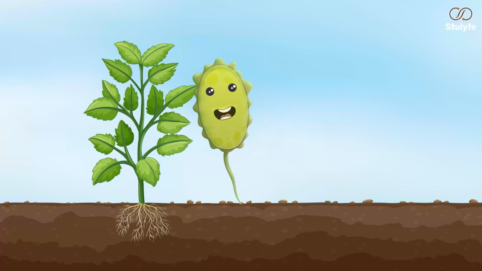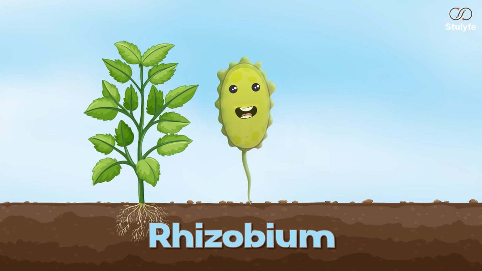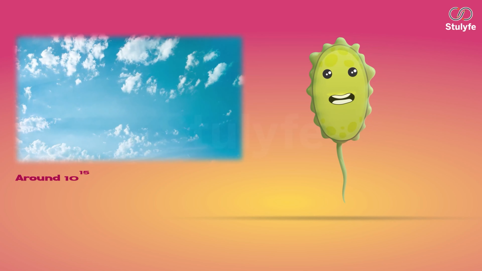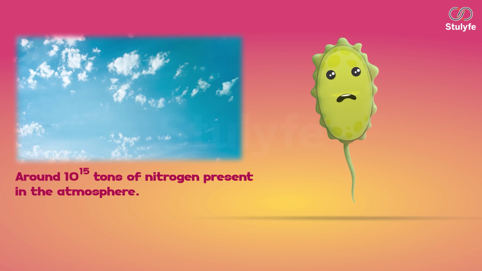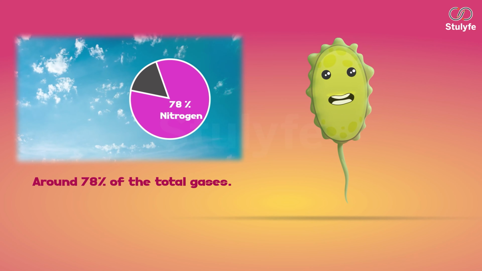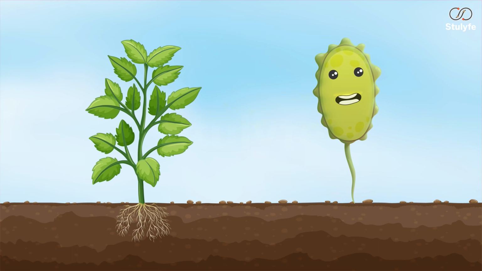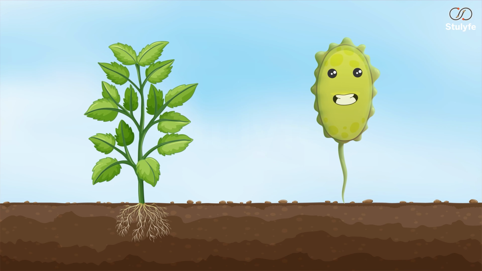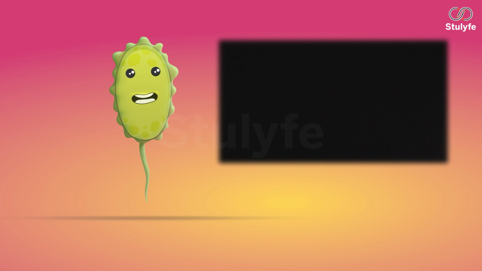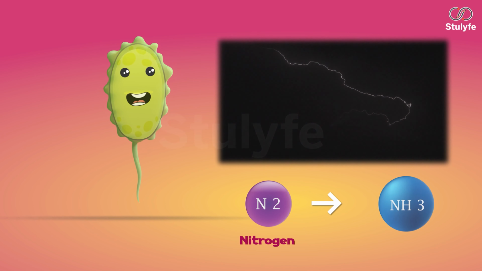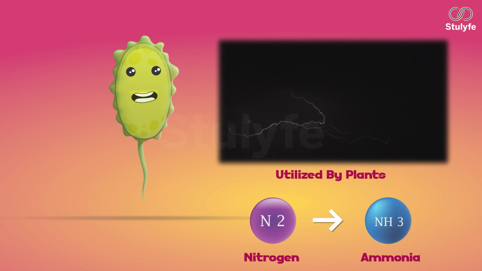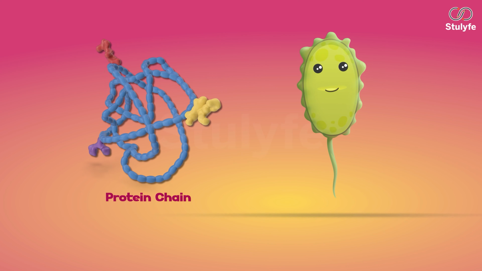Hi students, I am Rhizobium. I am a gram-negative bacteria found in the soil. Do you know there is around 10 to the power 15 tons of nitrogen present in the atmosphere, which is around 78% of the total gases. Even after having such a high amount of nitrogen, no animals or plants can utilize it due to its inert nature. When lightning strikes during the rainy season, the nitrogen is converted into ammonia, which can be utilized by plants, but this process does not occur frequently.